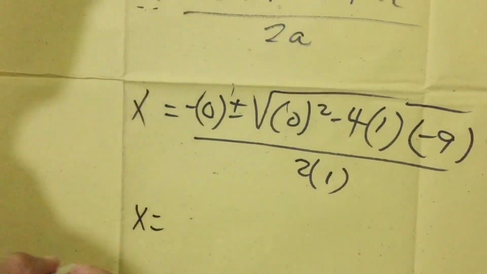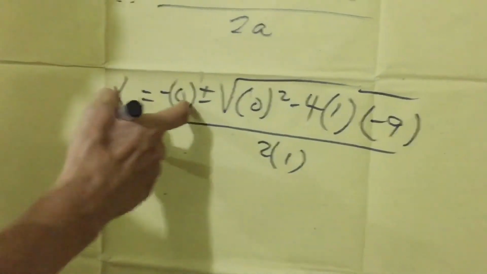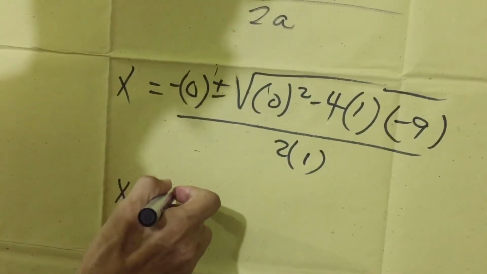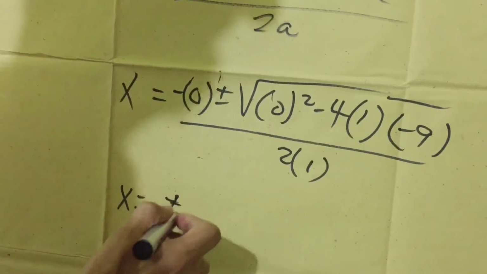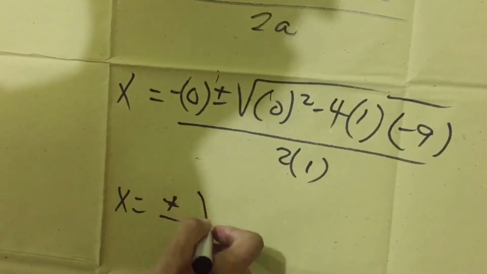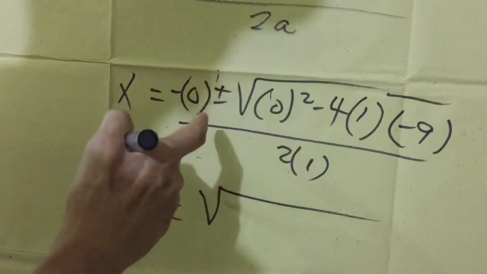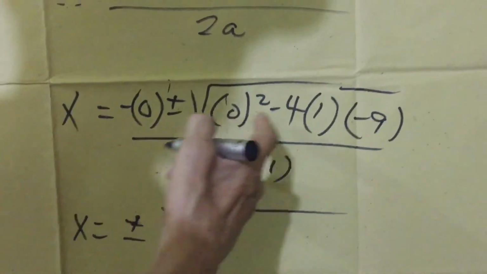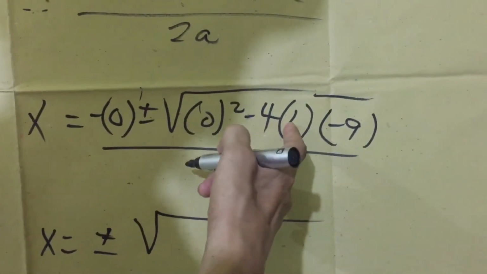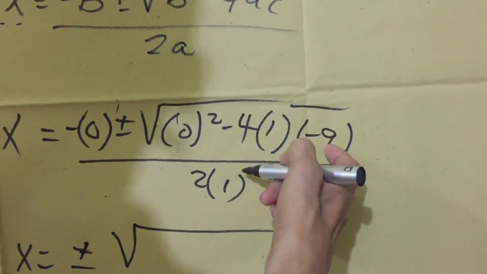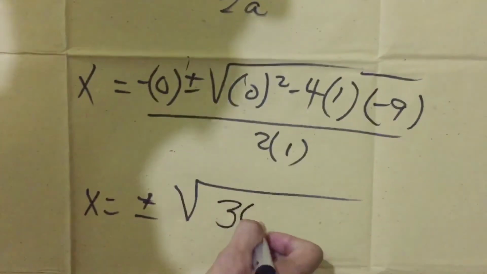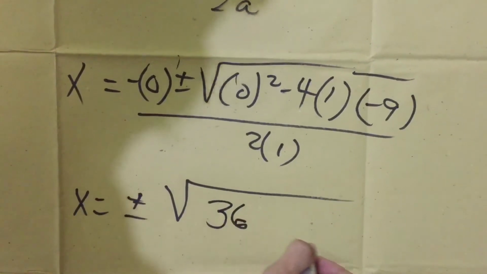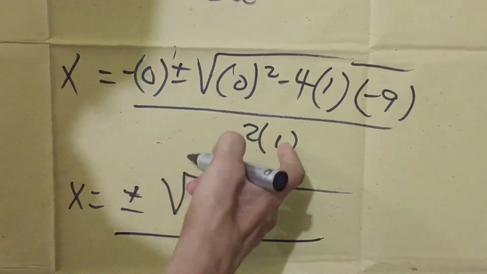x equals, simplify, negative times 0 equals 0. No need to write it anymore. And the remaining is positive and negative square root of 0 minus 4 times 1 times negative 9 equals positive 36. Okay, positive 36, all over 2 times 1 equals 2.